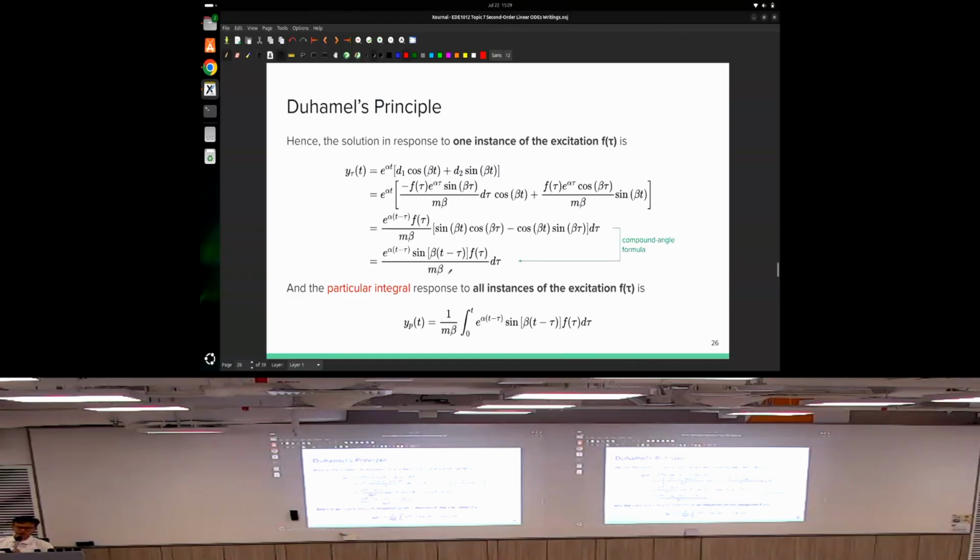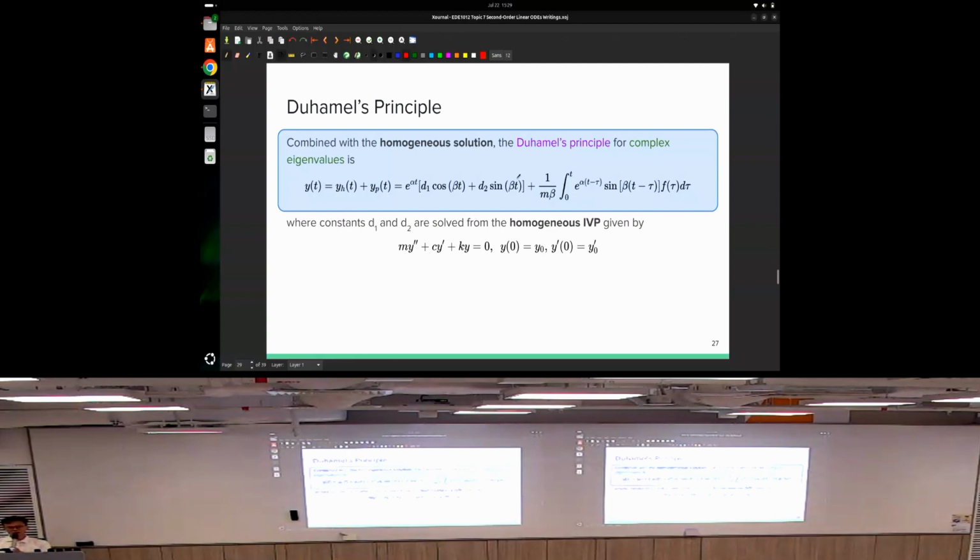Once again, this is one instance of the excitation, just f(tau) d tau. Then what about the rest of the excitation function? You have to integrate. So once again, second blue box: homogeneous solution with particular integral in this form if you have complex eigenvalues. Is that right? So altogether, you have gone through 5 blue boxes already.